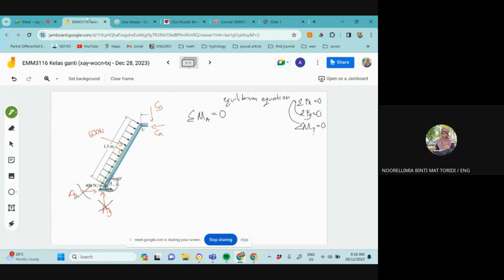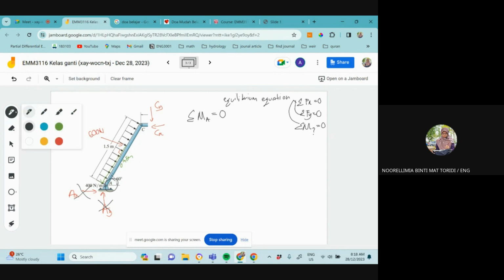Okay. Let's say this one is at the middle. At the middle, 1.5 divided by 2, which is 0.75 meter. So then done. CY and CX, what is the distance from CY? Okay, never mind, we just do as usual.